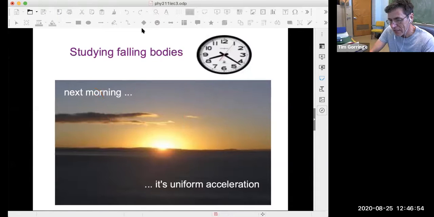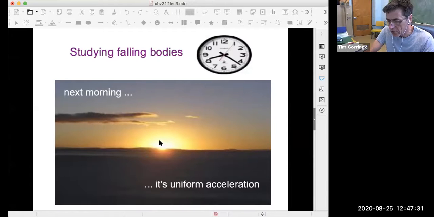Had an idea that the reason for that simple relationship between distance traveled and time elapsed was because the object was falling under gravity with a constant acceleration, what we call a uniform acceleration. And so that was his basic idea. In the relationship between distance and time, he was actually seeing this underlying constant, uniform acceleration of the falling body.